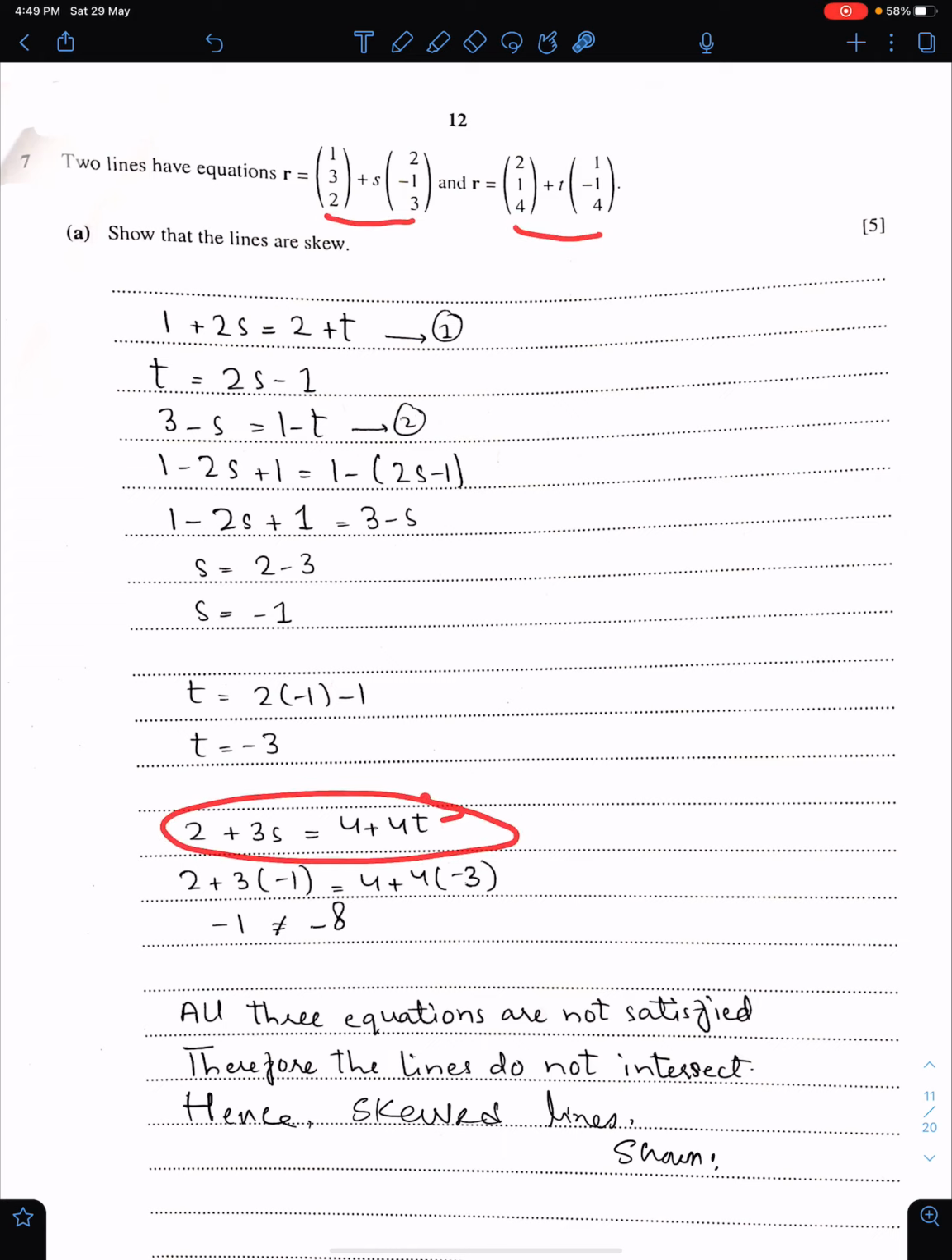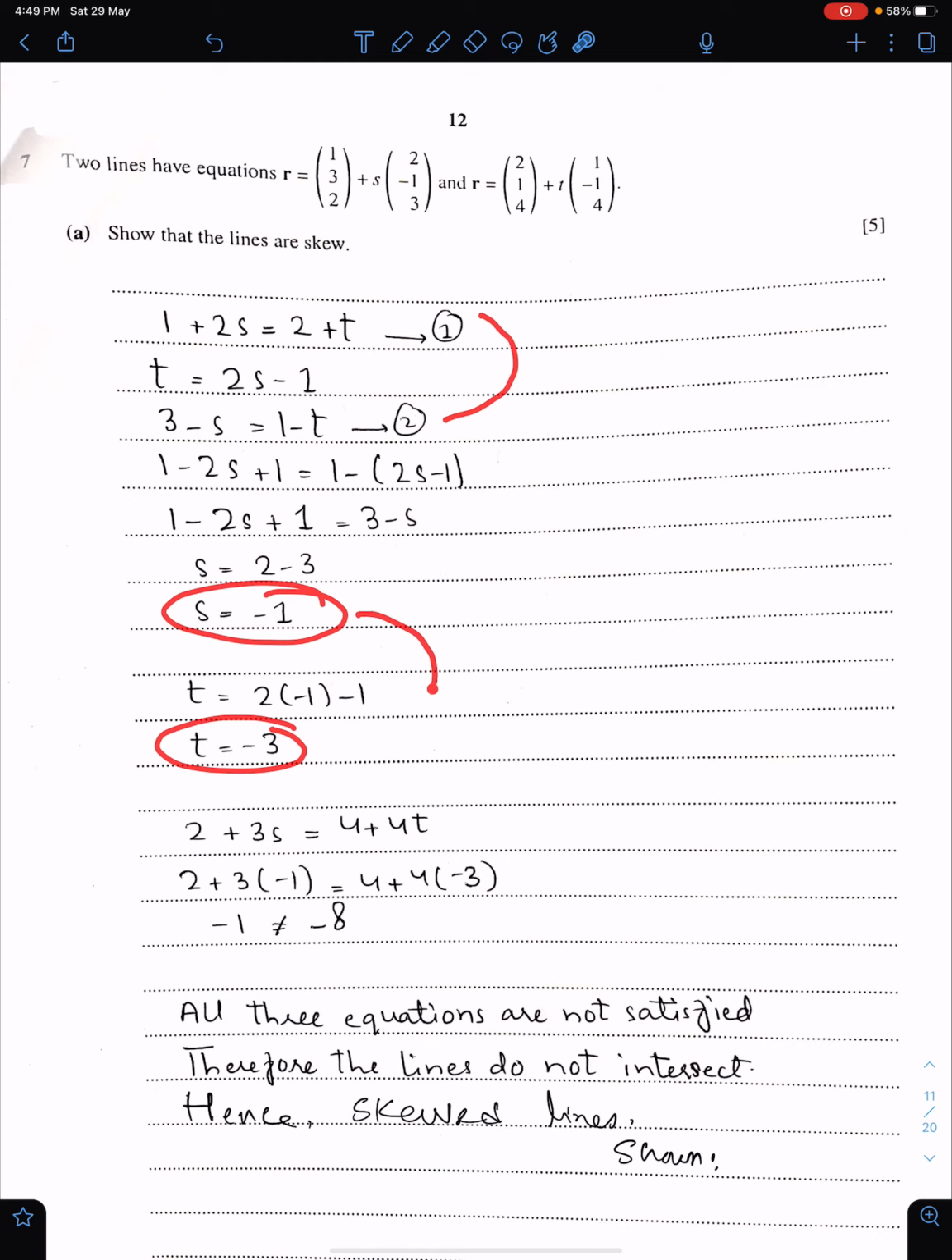All three equations must be satisfied for the values of t and s. So by solving the first two equations, we can get the values of s and t. S is minus 1 and t is minus 3. Now with these two values, if this equation is not satisfied, then lines are skew. And this equation is not verified.